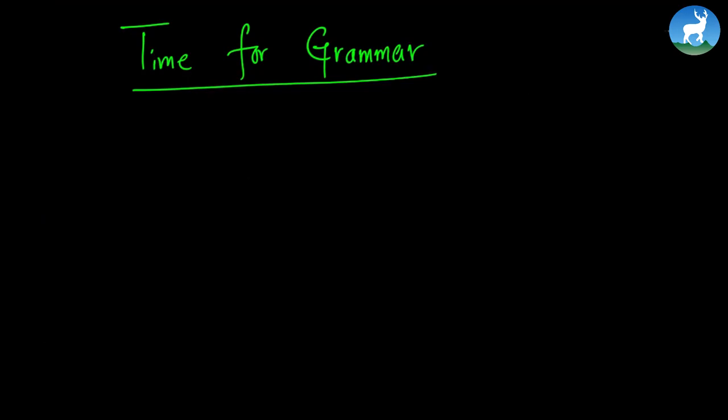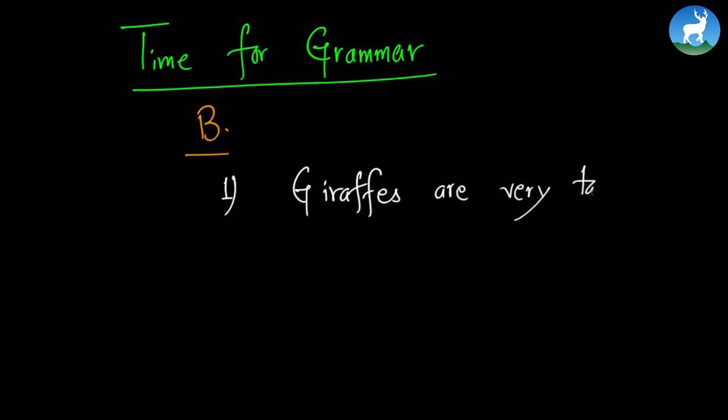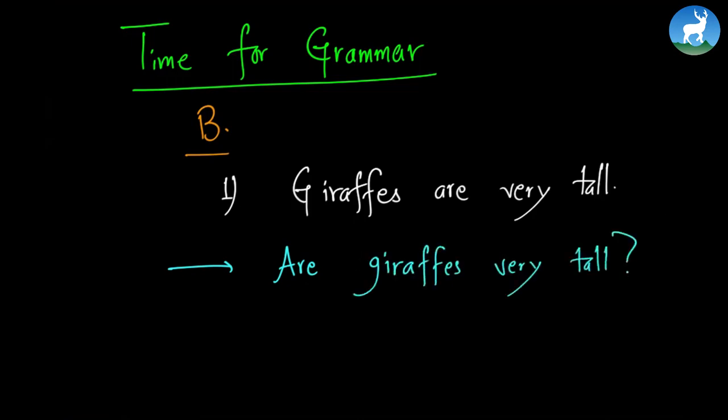We'll now go to the Time for Grammar section from the book. You can even have a look. It's on page number 82, Time for Grammar, B. If you go to the book, you'll find a question. The first example is actually done for you. The statement is, giraffes are very tall. Now you need to change this statement into an interrogative sentence. It should be, are giraffes very tall? And you can even give an answer: yes, they are. Likewise, you can solve other questions.